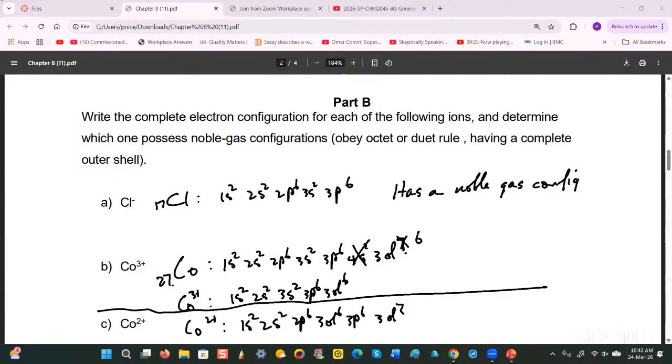Any questions about that? So would they still have noble gas configuration? No. None of these that we have done, apart from the first one. There's no noble gas configuration because they won't have the same electronic configuration as the nearest group 8 element.